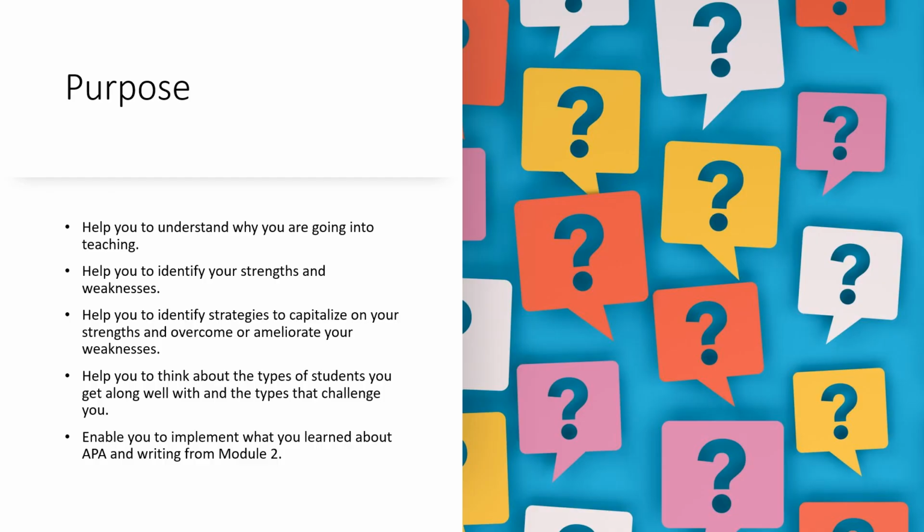First of all, why should we do this assignment? Well, for a lot of different reasons. It'll help you understand why you're going into teaching. It'll help you to identify your strengths and weaknesses that you bring into the classroom, in order to capitalize on your strengths and overcome or ameliorate your weaknesses. It'll ask you to think about the types of students you get along well with and those that might challenge you. And finally, this assignment will help you apply what you learned about writing in APA from week 2.